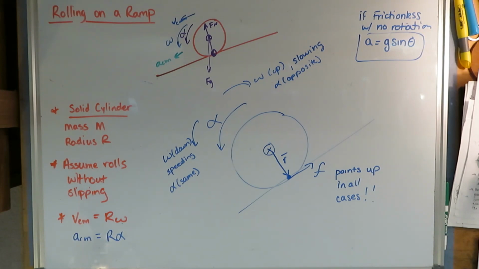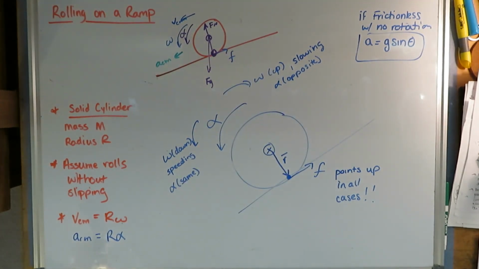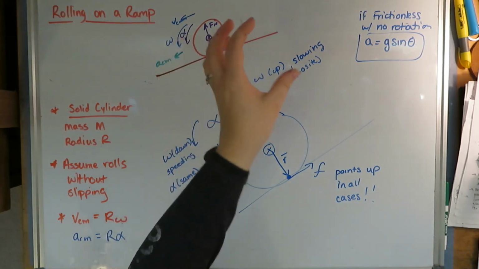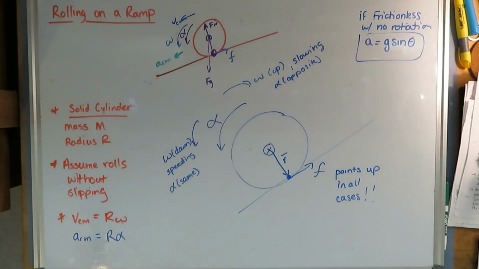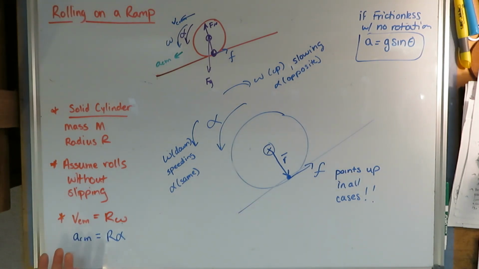So since the friction force points up the ramp, that means that there is absolutely no difference in my net force or net torque equations when I'm going up the ramp versus down the ramp. So that means that my linear and angular accelerations are the same whether I go up the ramp or down the ramp. So I don't need to go and solve another problem. If this was rolling down the ramp, it would be the exact same acceleration. It's just that instead of causing the object to slow down, that acceleration would be causing the object to speed up.